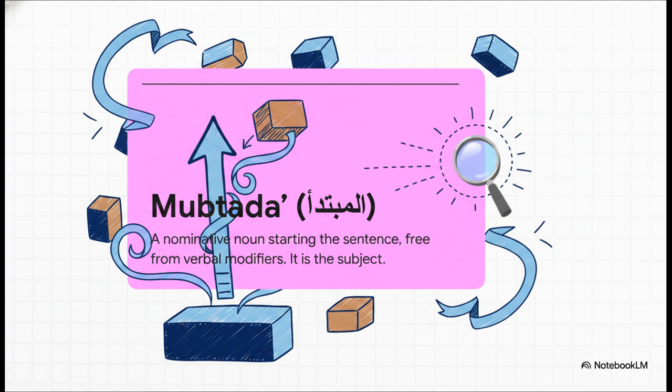The primary foundation block is the Mubtadaa. This is the subject of our sentence. Grammatically, it's a noun sitting firmly in the nominative case, what we call marfu in classical Arabic. It sits right at the start of the sentence, completely free from any verbal modifiers. It's the ground floor. Simply put, it's exactly what we're talking about.